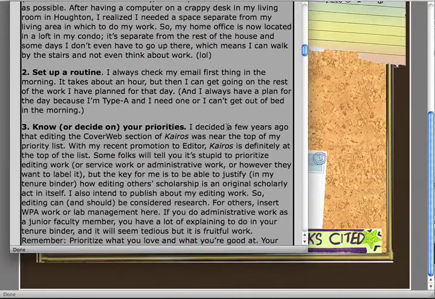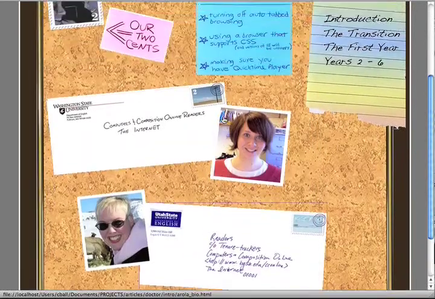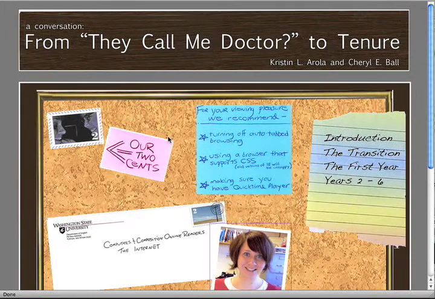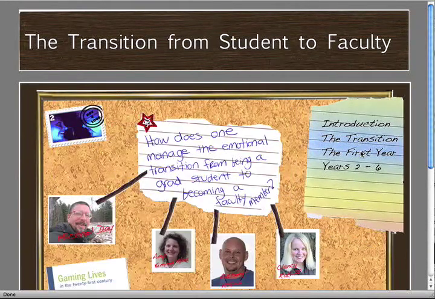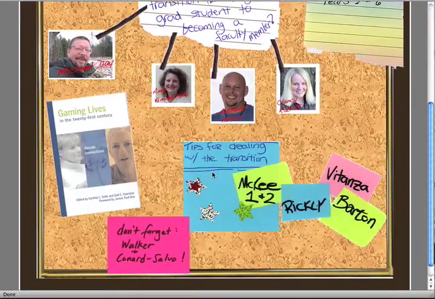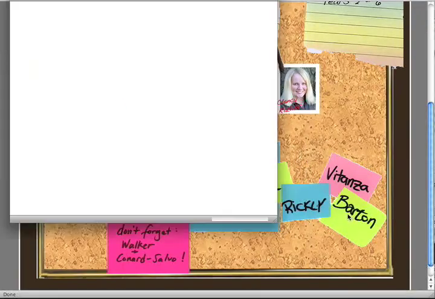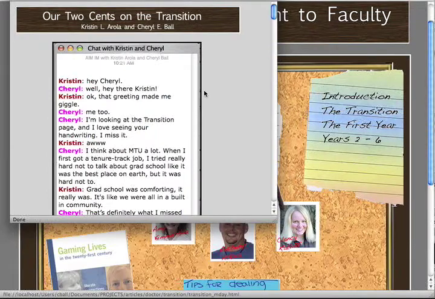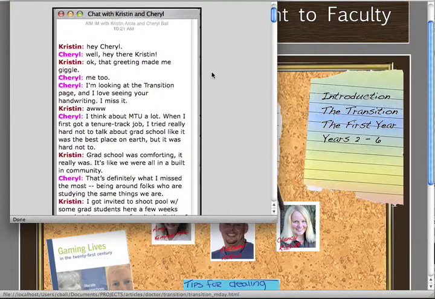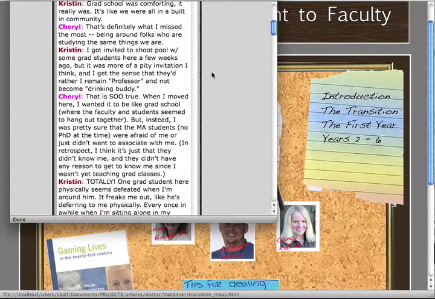The purpose of this piece was to introduce students who were transitioning from graduate student status to tenure track status and to what that transition might entail, both emotionally and professionally. We chose to design this piece as a corkboard with a desktop-like interface so that we could include multimodal components from different contributors who are offering advice to graduate students in different kinds of media, such as written text, audio clips, video clips, and this chat conversation that Kristen and I introduced each section of the web text with.